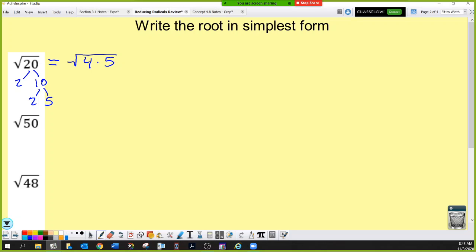So I've split it into 4 times 5. Again, I chose 4 because it's the biggest perfect square that I could divide 20 by. I can now take the square root of 4 out of the radical. The square root of 4 is 2. But the 5 is stuck because I can't do anything with it. That is the square root of 20 written in simplest form. It is 2 times the square root of 5.